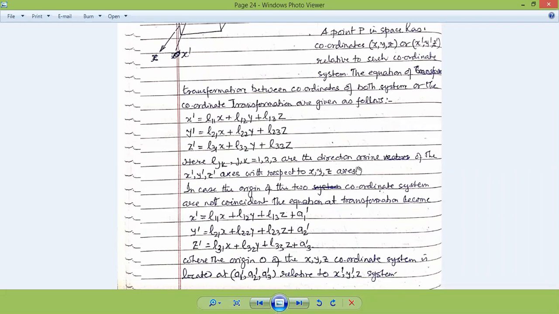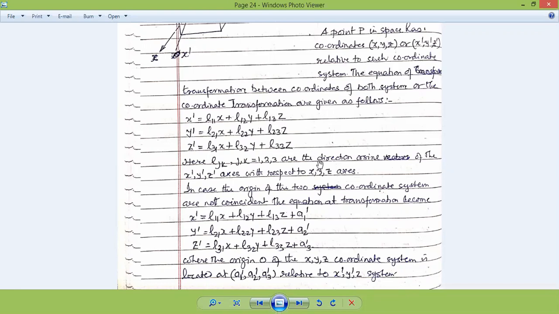So what we are saying is that the coordinates x dash, y dash, z dash are obtained by multiplying x, y, z individually by a constant direction cosine, and we get a particular equation like this.